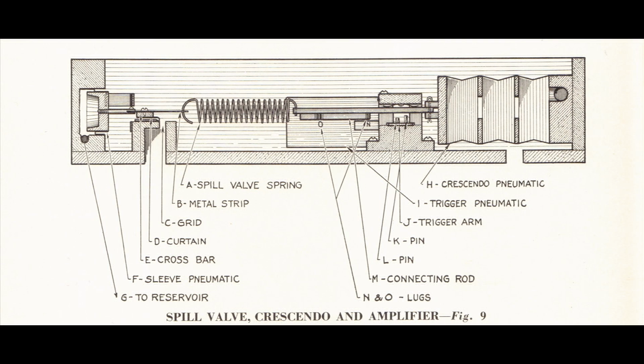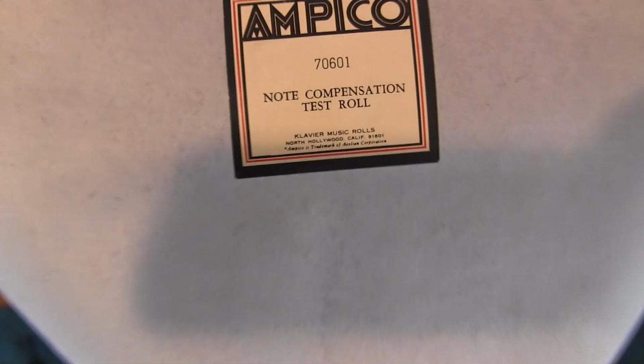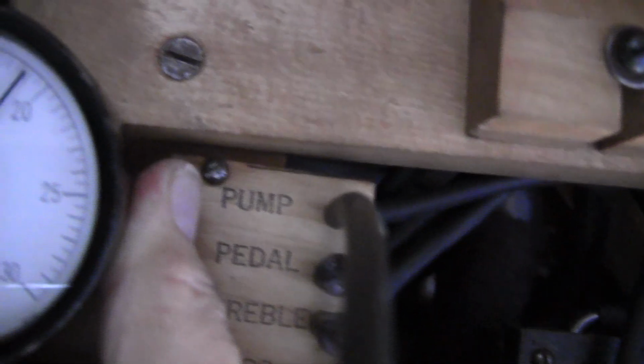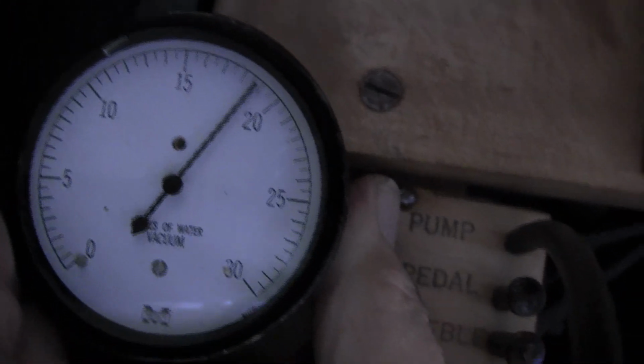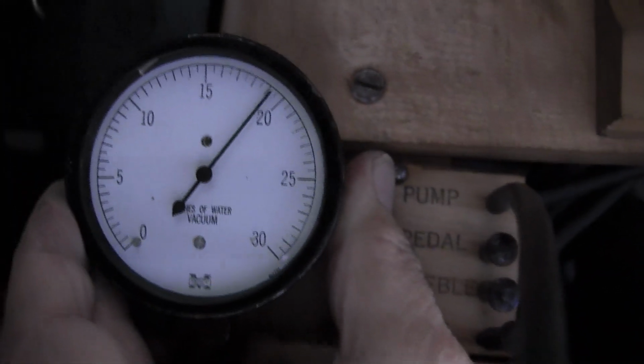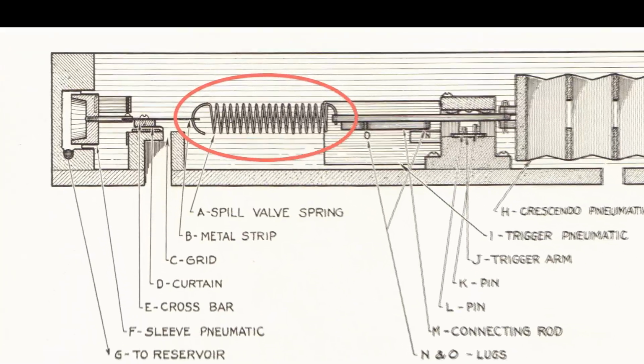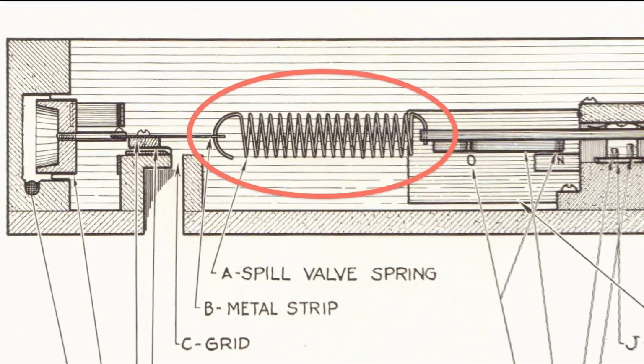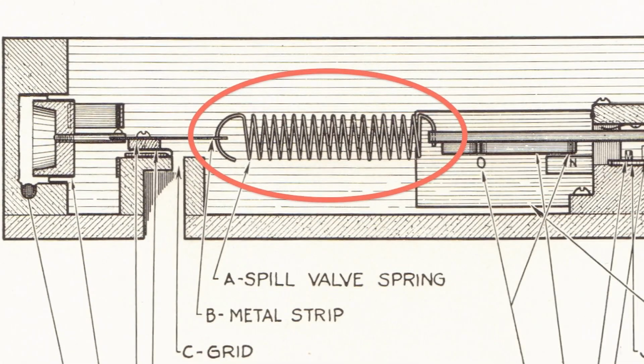The important parts of the test roll are the ones that set the amplifier system. The note compensation roll is also important. Check the minimum pump pressure, about 18 to 20 inches, but not below 17 inches. If it is low, get a stronger spring if necessary.